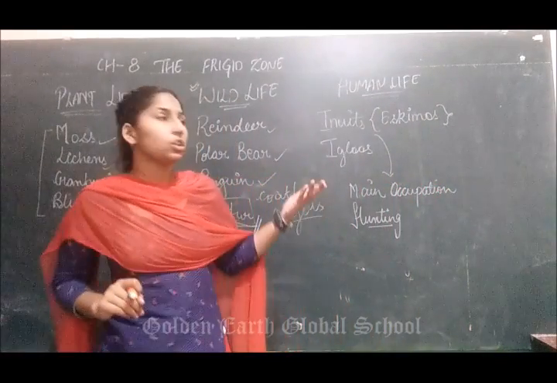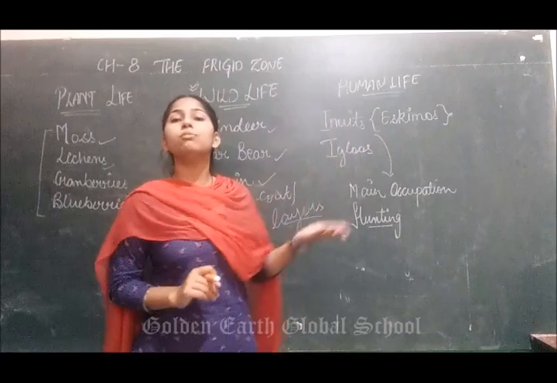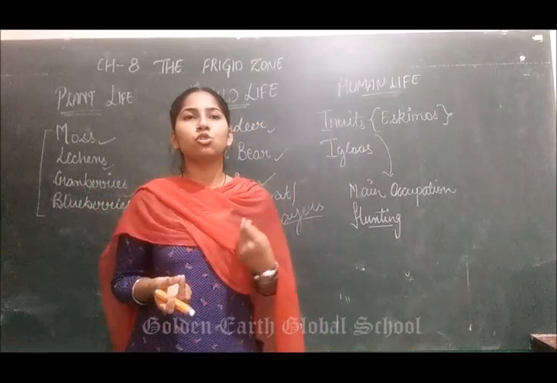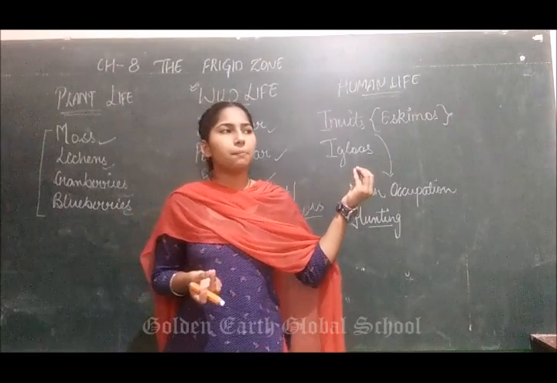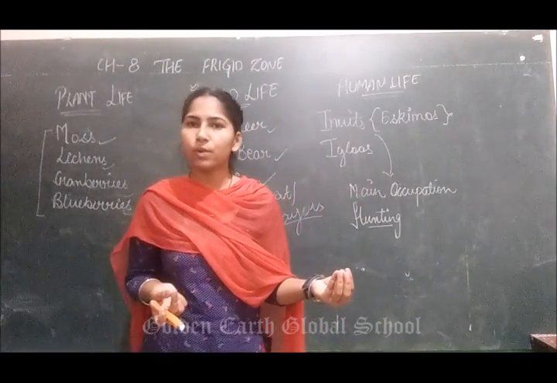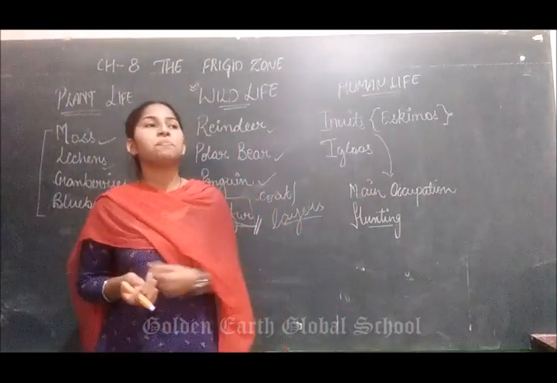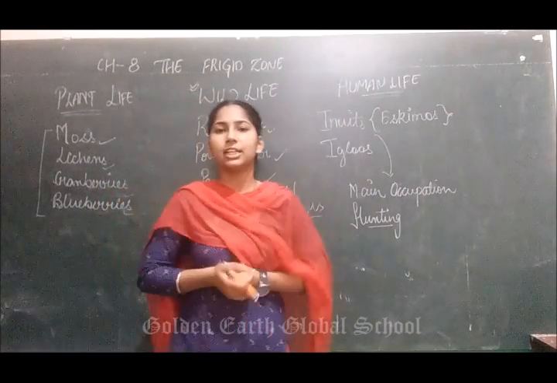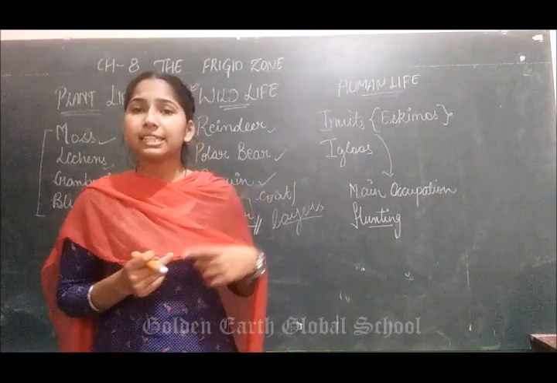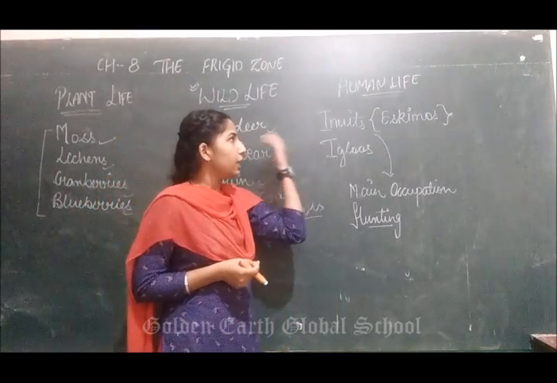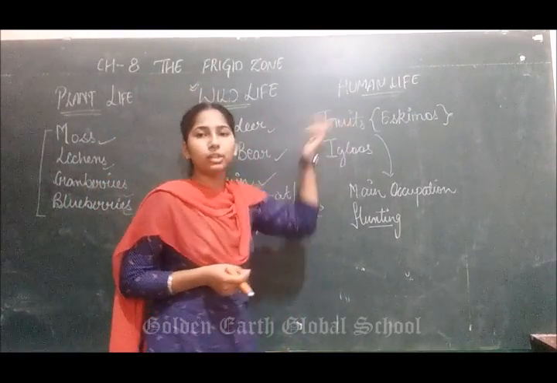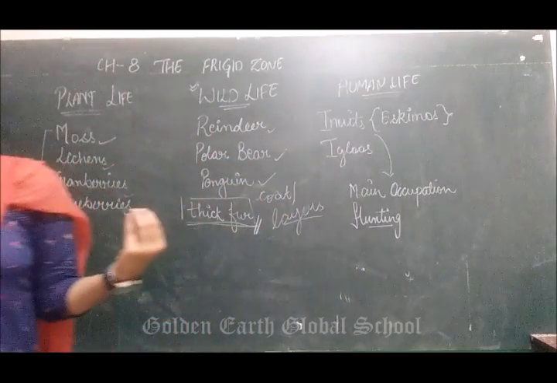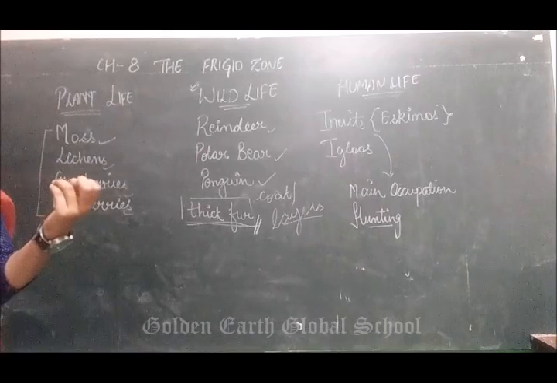Now the next is talking about the human life. How do humans live there? The temperature is very harsh, we all know, and it's very difficult for human life to exist in that zone. So even some scientists, they live temporarily. The reason is that the temperature is very cold. The people who live there are known as Inuit, or we can say Eskimos.